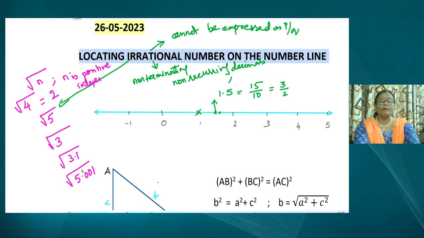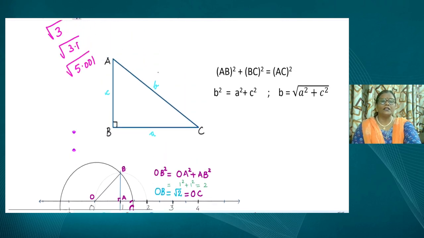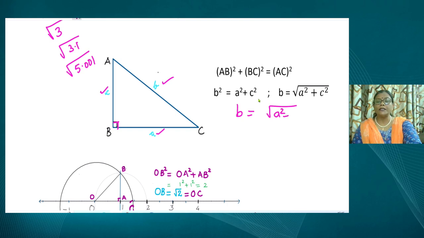So how do we mark all these numbers on the number line? When you look at this expression, we find that it is part of the Pythagorean triplet which we have already studied. If you take a right angle triangle with two sides A and C, and the third side B, which is opposite to the right angle, we have the relation that the hypotenuse square is the sum of the squares of the other two sides. So B comes out to be under the root of A square plus C square. We can use this concept to locate such irrational numbers.